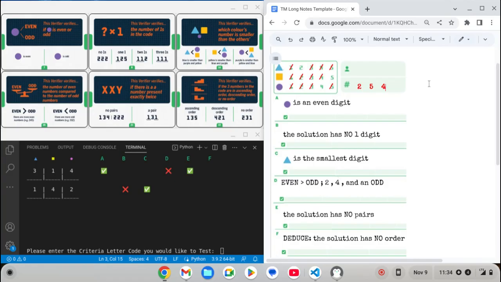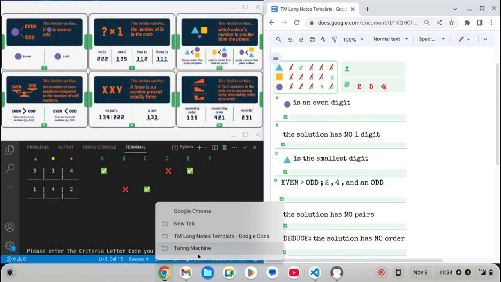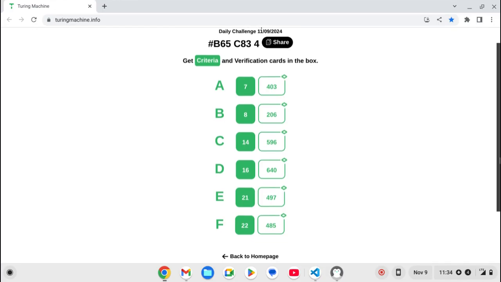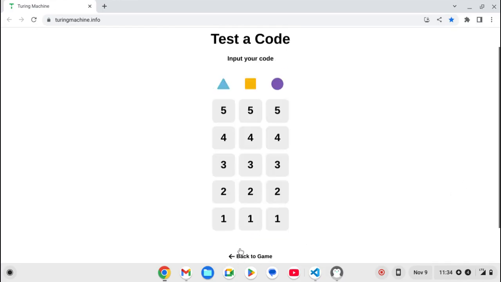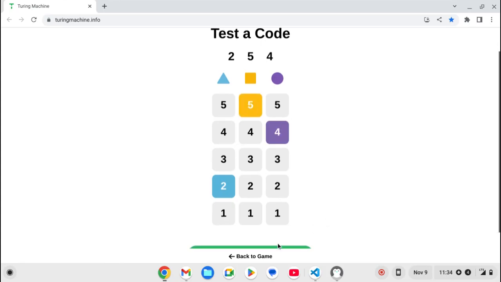And let's quickly review. Is that last digit even? It is. There are no 1s. Triangle is the smallest. That's our first digit. We have more even than odds with 2, 4, and an odd. No pairs. That's right. And we did deduce based on how criteria cards C and F play off against each other that the solution should have no order. Okay, well, let's go verify 254. Okay, 254. Fantastic.